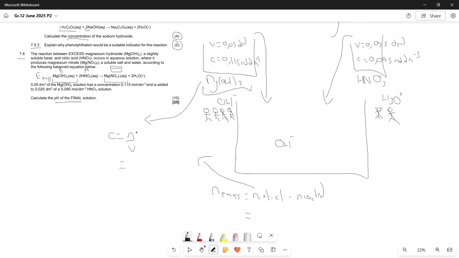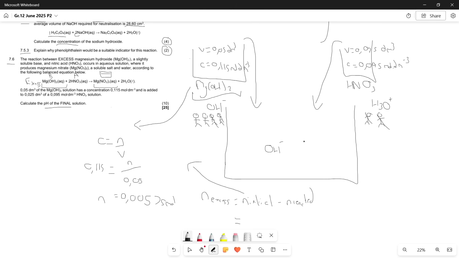And we want the moles, which means we have the concentration in this beaker in isolation, which is 0.115. The moles is what we want, and we have the volume in decimeters cubed already, which is 0.05. So we can figure out the initial amount in moles in this separate beaker for MgOH2. If we multiply by 0.05, we get 0.00575 moles. This is the amount of moles that we had in our beaker initially.